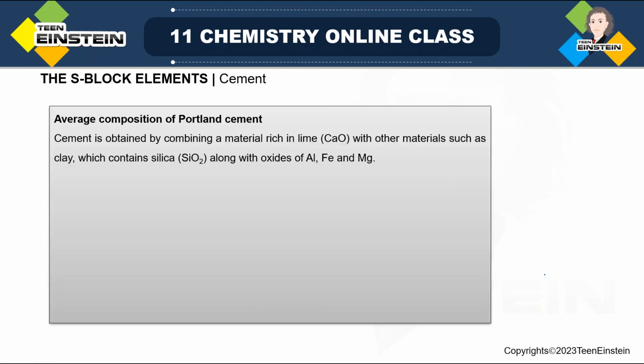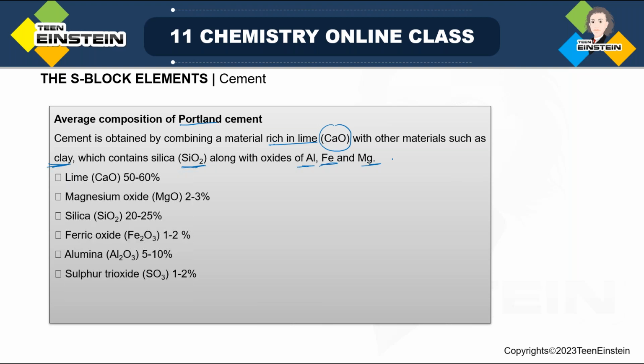Now the last one for important compounds of magnesium and calcium. This is the last one. Cement. Now cement, first of all, you have to understand its composition. Though it may vary, but more or less, what are the basic composition that you have to understand for Portland cement? It is obtained by combining a material which is rich in lime. So this is the main composition. And there will be some other materials also, such as clay. Now clay contains silica and along with oxides of aluminium, that means Al2O3. It may be an oxide of Fe. It may be oxide of Mg, that is magnesium oxide.